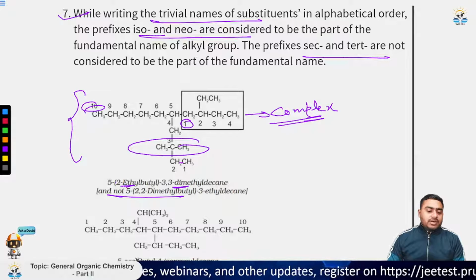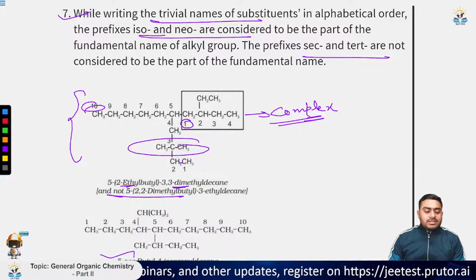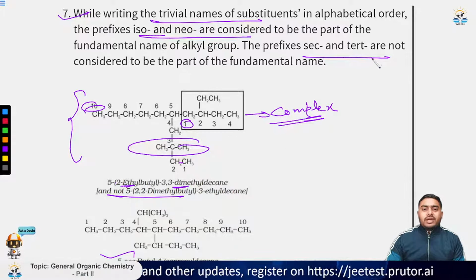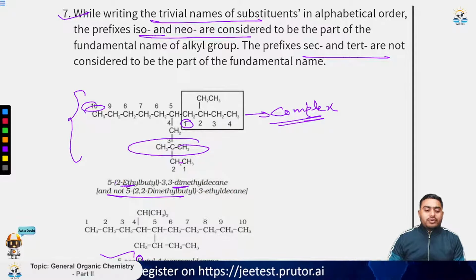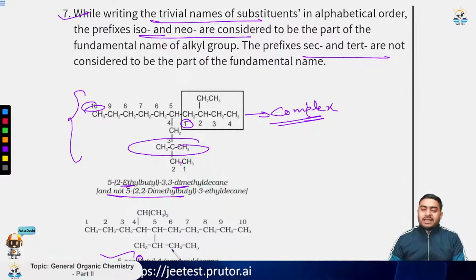Okay, similarly you can see 5 sec butyl. So this is sec butyl. Sec butyl and tertiary butyl are not considered, so we have to consider this B. So 5 sec butyl, but iso is considerable. So 5 sec butyl 4 isopropyl decane, this is the name.